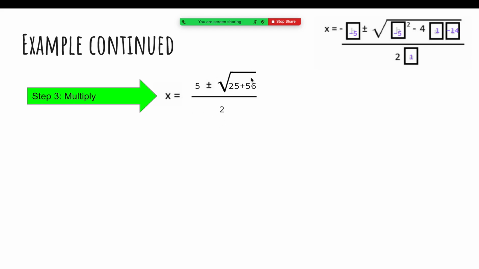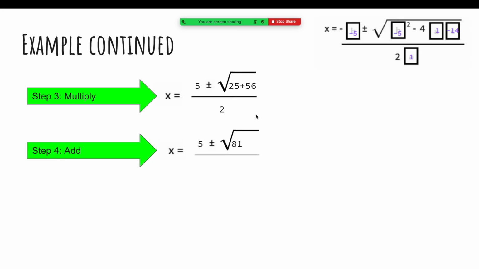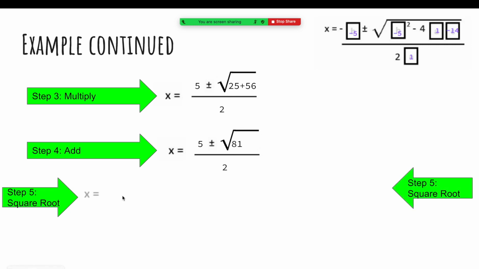So now this looks a lot more accessible, a lot friendlier. Step 4, we're just going to add what's inside those parentheses. Sorry, what's under that square root. 25 plus 56 is 81. Don't forget, this is plus or minus. So there's two things, 5 plus this and 5 minus this. Next, we're going to do the square root.